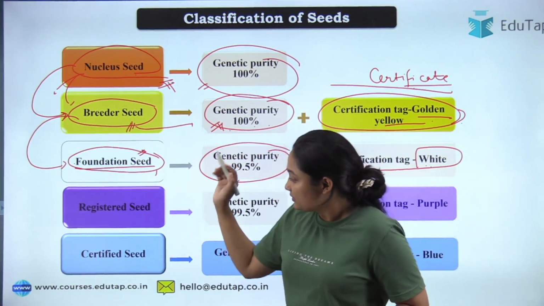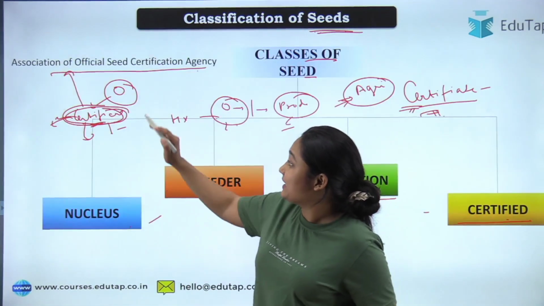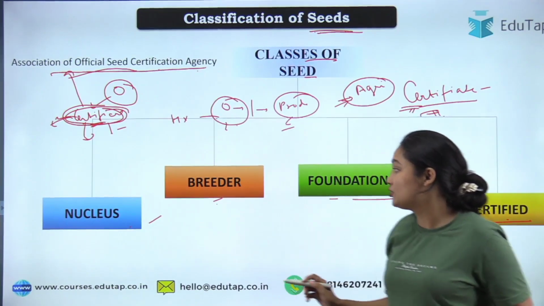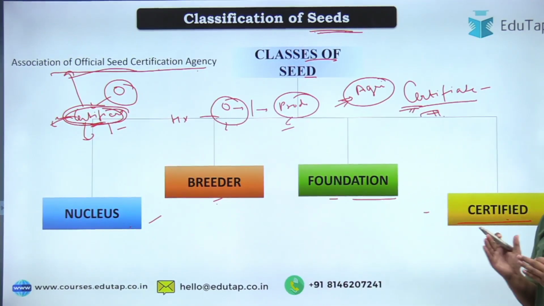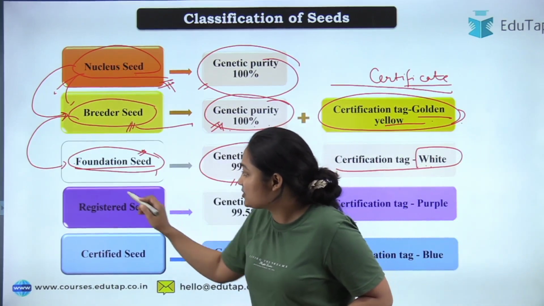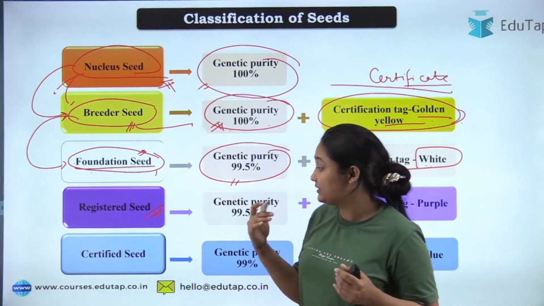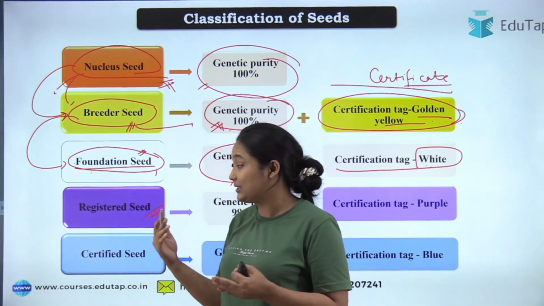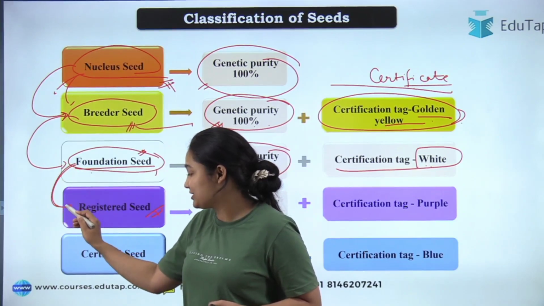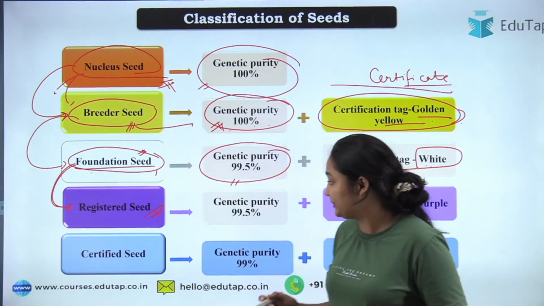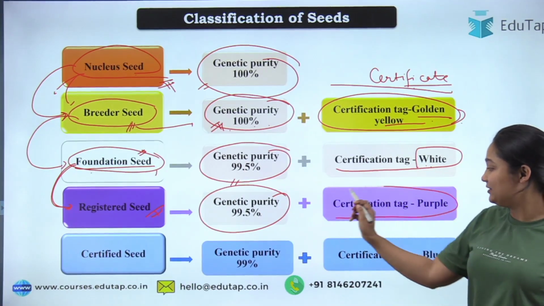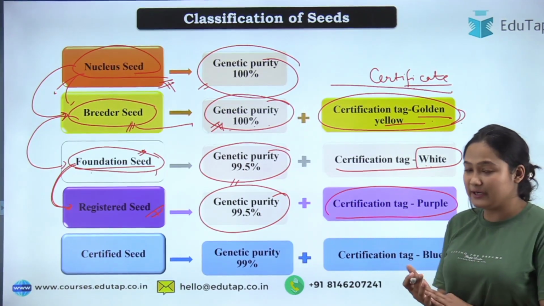Then see, we discussed in the last slide, when we talked about the Association of Official Seed Certification Agency, there is no registered seed. As you can see, there is no registered seed. But then what is this registered seed? Suppose from your foundation seed, there are some progressive farmers that want to multiply the seed again. So they will try to develop their own seed from foundation seed. Genetic purity will be maintained at 99.5%, and the certification tag will be purple color.